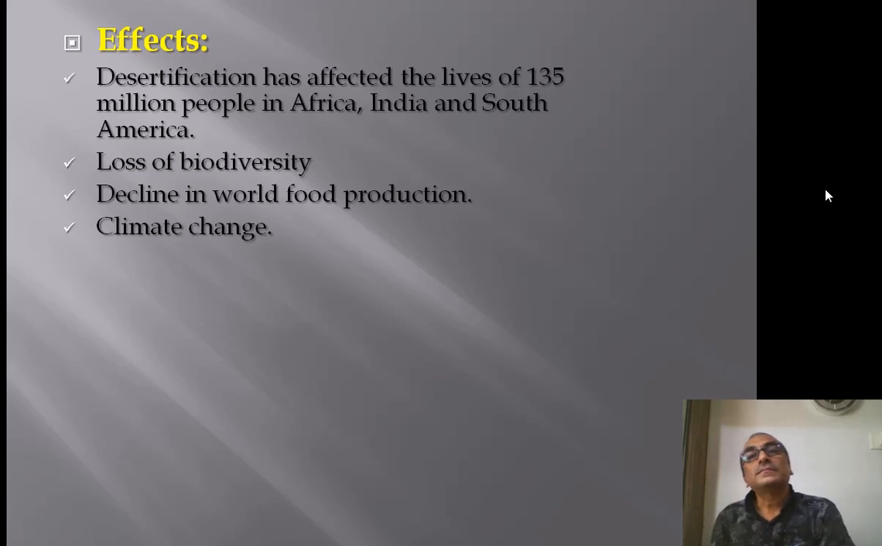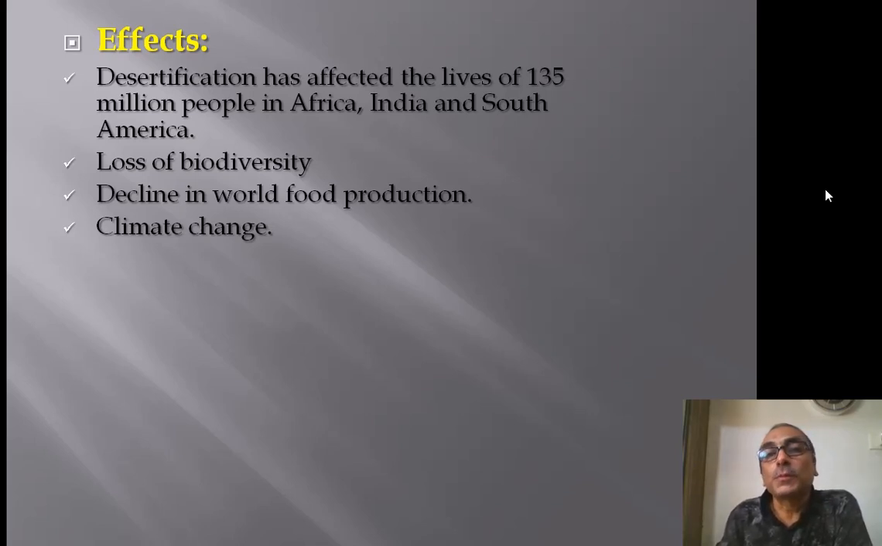Now, according to some data, around 135 million people in Africa, India and South America are affected because of desertification. It also leads to loss of biodiversity, of course, because we are making the land a desert by clearing the forest cover and destroying the habitat of the wild animals. So definitely both the wild varieties of plants and animals are becoming less and less and becoming extinct. So loss of biodiversity is very much there as an effect of desertification.